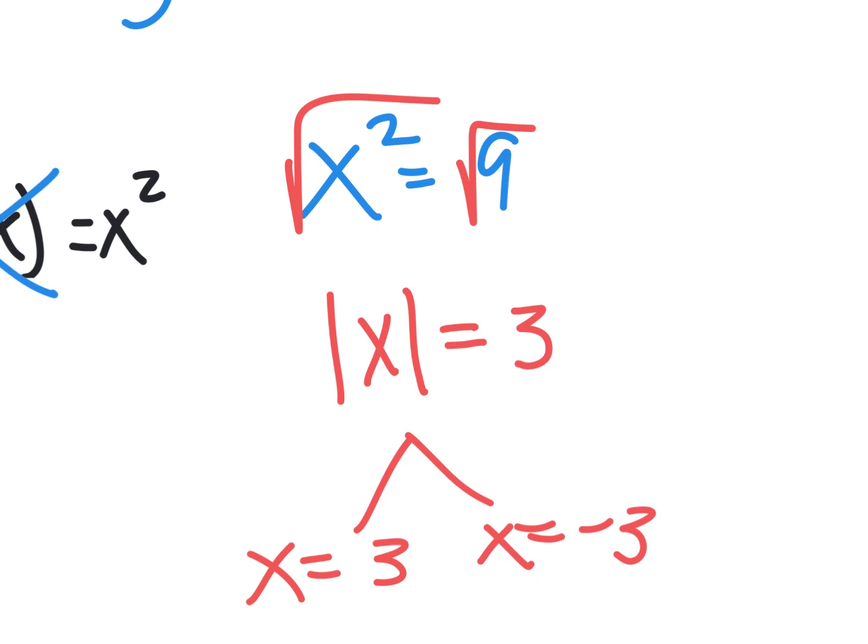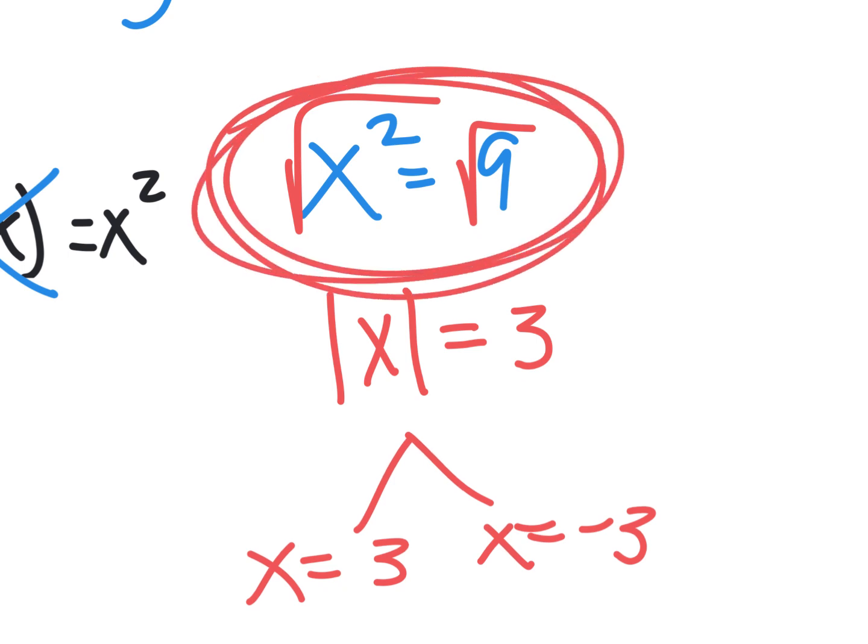All right, so when you have something like this, it's very tempting to just get one of the answers. 3 squared is 9, I'm done with 3. Nope, -3 also works. When you square up both sides, you get an absolute value here, which forces you to get 2 answers. All right, we've made it.